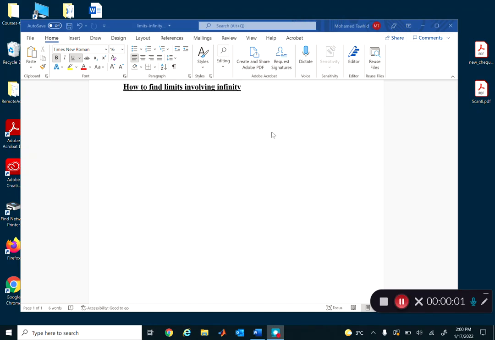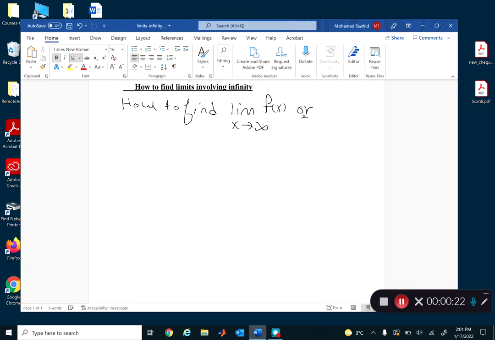Hi everyone. Today we are going to learn how to find limits involving infinity. That's our goal for today: how to find the limit as x approaches infinity of f of x, or the limit as x approaches minus infinity of f of x.